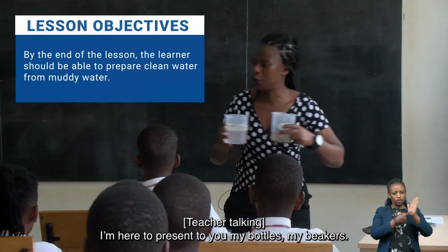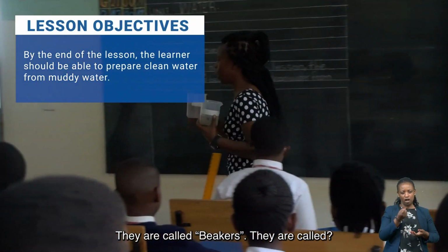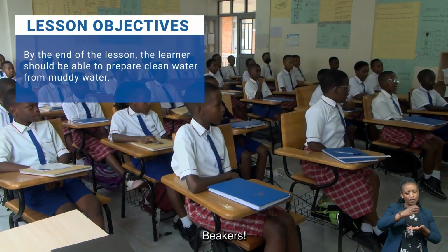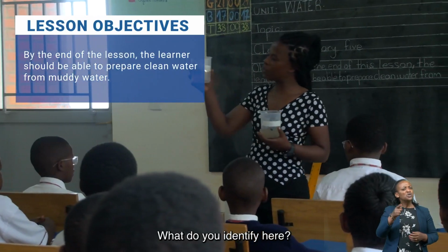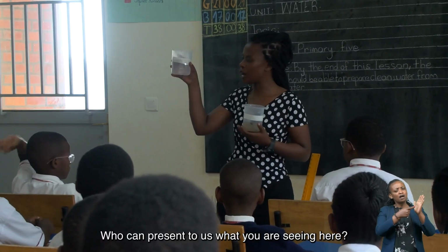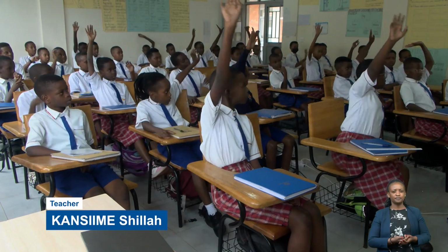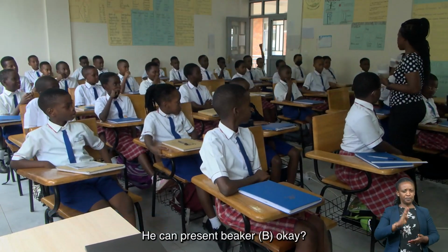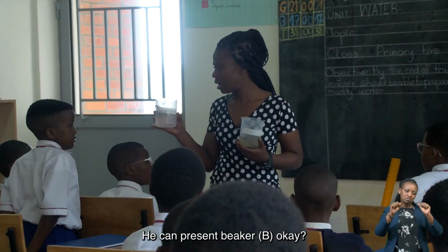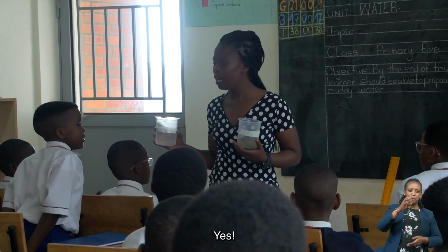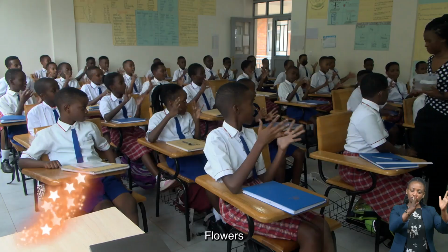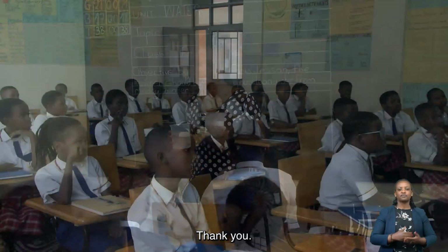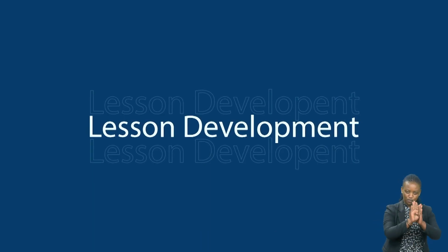I'm here to present to you my bottles, my beakers. They are called beakers. What do you identify here? Who can represent to us what you're seeing here? Yes, Andrew. He can see or he can present beaker B. Okay. Give him flowers, please. Flowers, yes. Thank you.